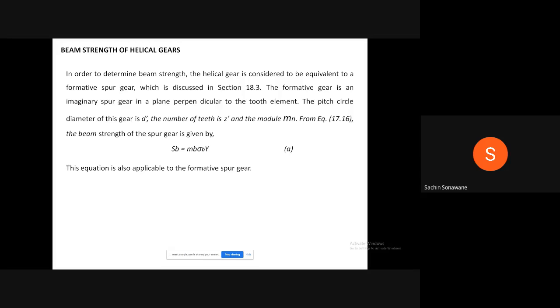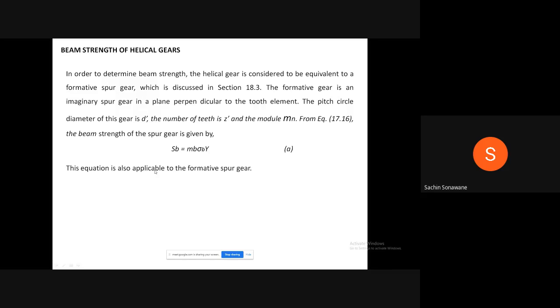In order to determine beam strength, the helical gear is considered to be equivalent to a formative spur gear, which is discussed earlier in spur gear. The formative gear is an imaginary spur gear in a plane perpendicular to the tooth element. The pitch circle diameter of this gear is d dash, the number of teeth is z dash, and the module is mn. The beam strength of spur gear is given by SB is equal to mb sigma b into y. This is the equation A.